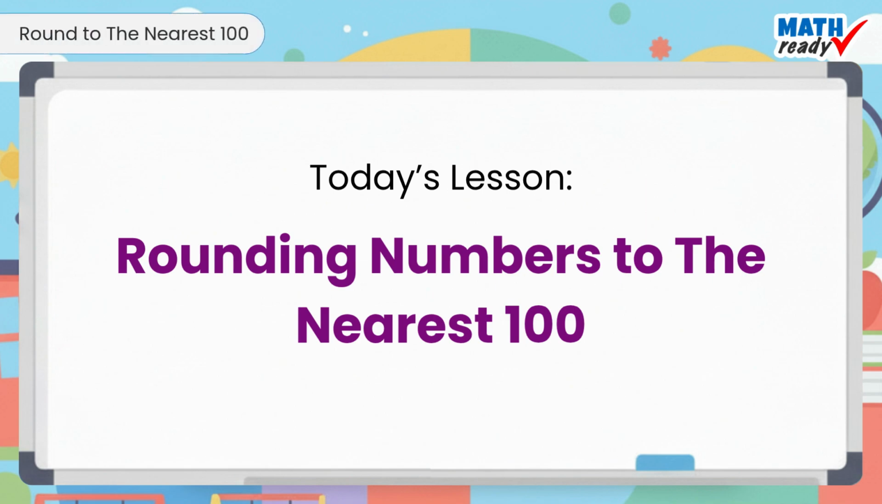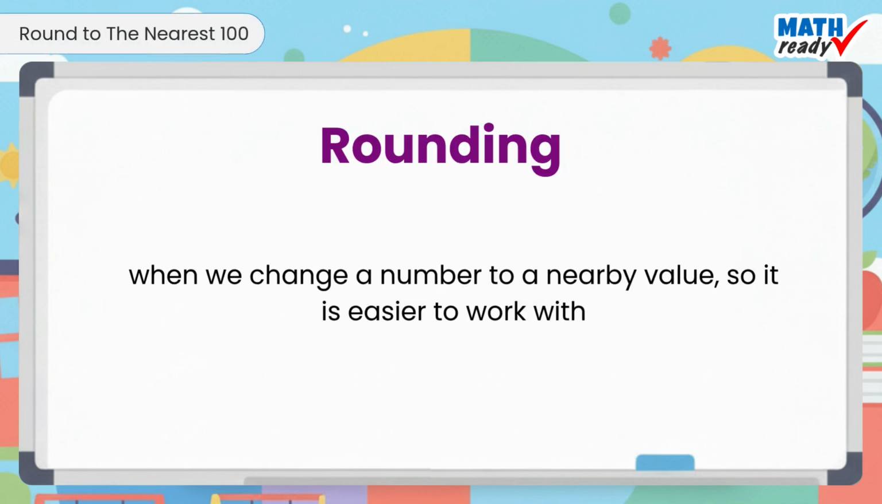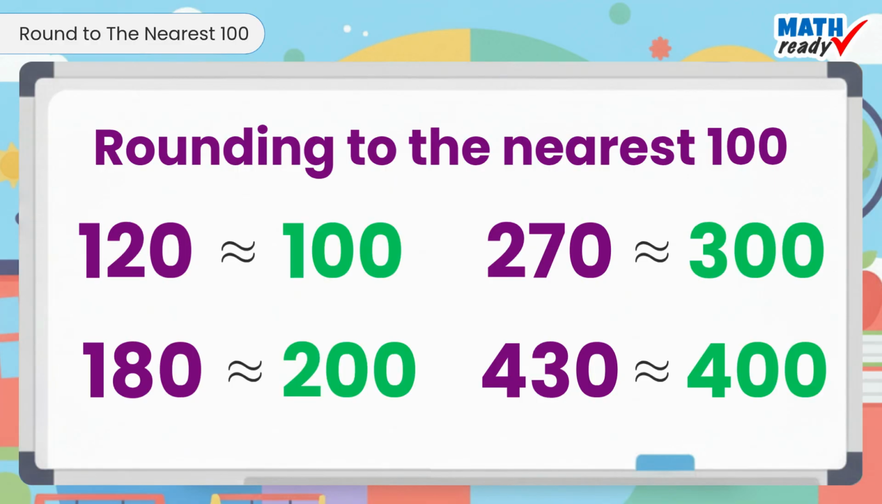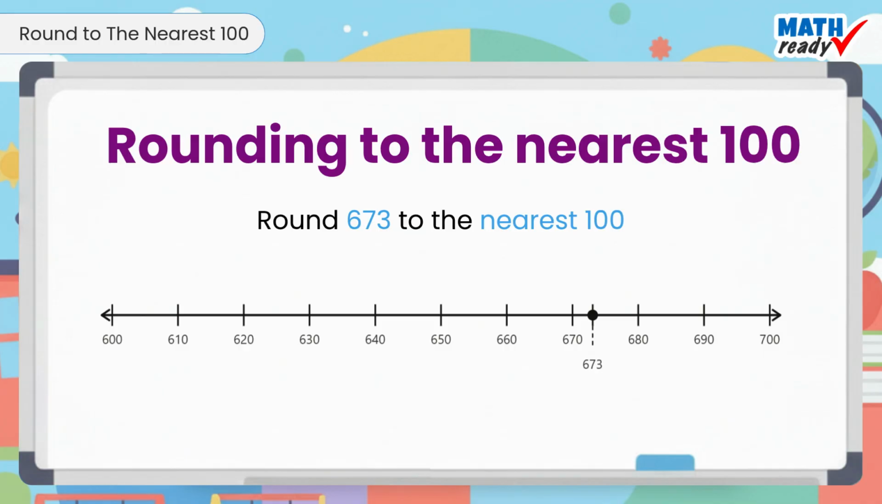Today we are going to look at rounding numbers to the nearest hundreds. Rounding is when we change a number to a nearby value so it is easier to work with. When rounding to the nearest hundreds, we change the number to numbers like 100, 200, 300, 400, and so on.